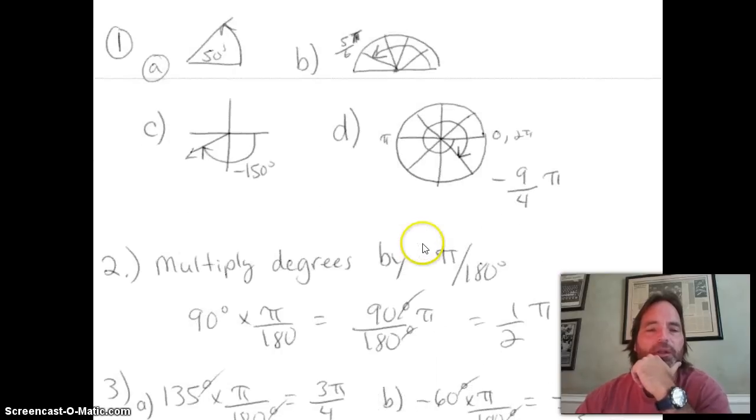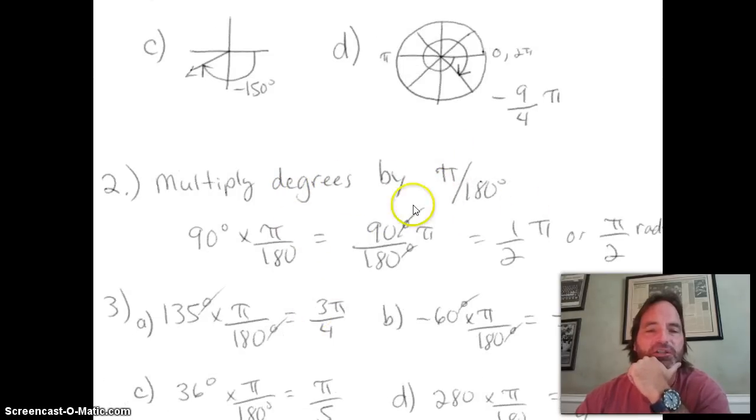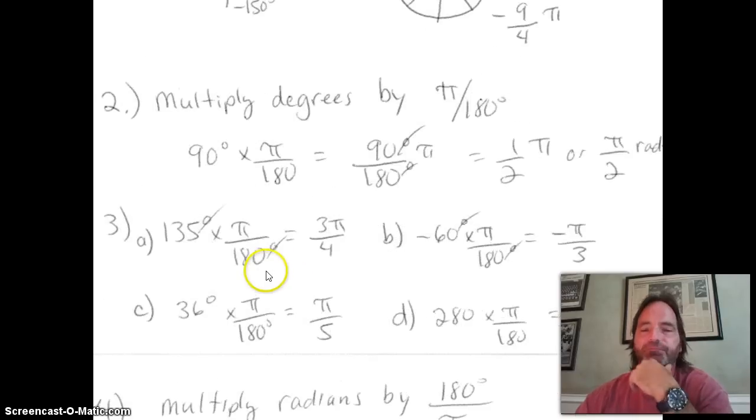Okay, all right. When we talk about going to radians, multiply degrees by pi over 180. Whatever you're going to out of this conversion ratio goes in the numerator, so pi. All right, so look at 3. This is a review of what we did. 135 degrees times pi over 180. Just leave pi alone. Just simplify your fraction, and that's 3/4 pi. Okay, negative 60. That's negative 60 over 180 is a negative 1/3, and then it's negative pi thirds.